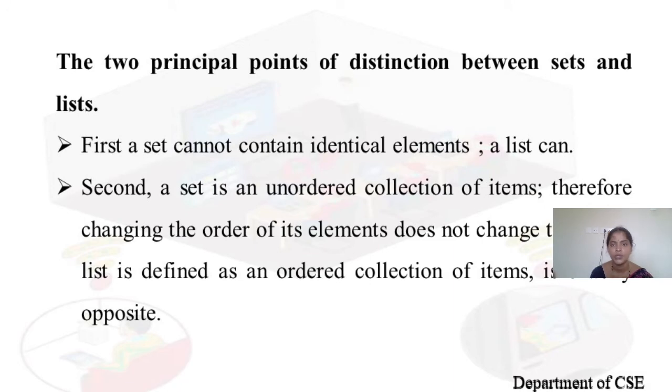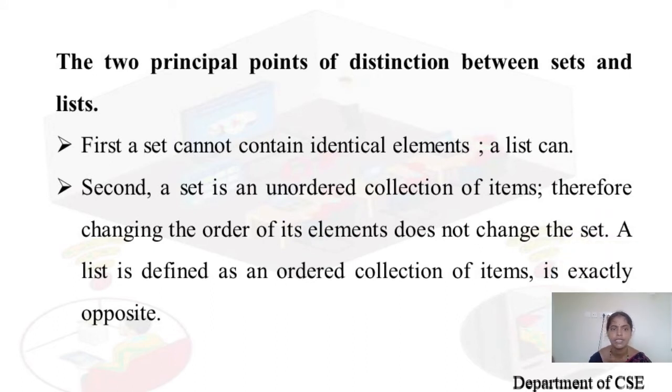There are two principal points of distinction between sets and lists. If you consider sets and lists, how do they actually differ? First, a set cannot contain identical elements. You cannot have the same element twice in a set, whereas a list can have repeated values. Secondly, a set is an unordered collection of items. Therefore, changing the order of its elements does not change the set.